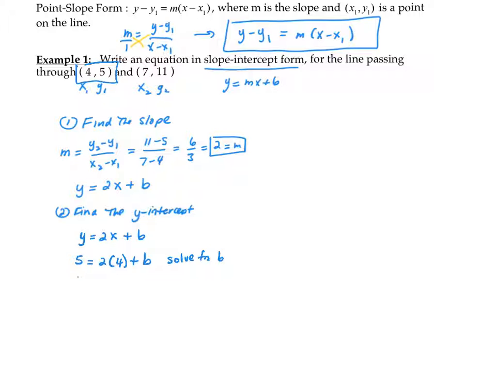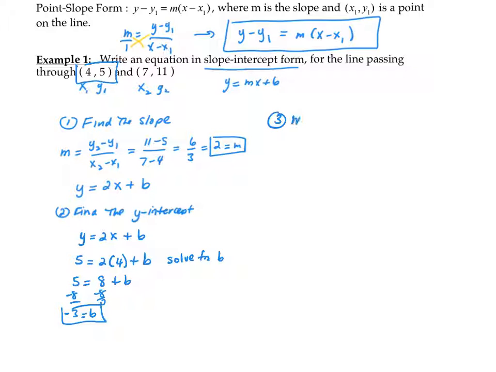So some simple math. We have 5 is equal to 2 times 4, which is 8, plus b. Subtract 8 from both sides, and we get b is equal to negative 3. So our y-intercept is at negative 3. This line, if we were to graph it, would cross the y-axis at negative 3.